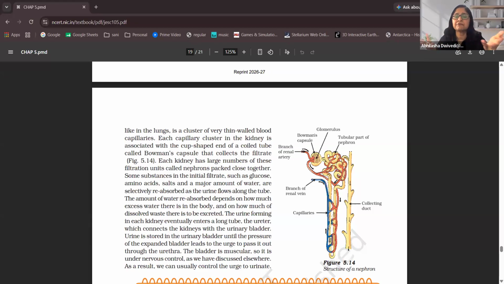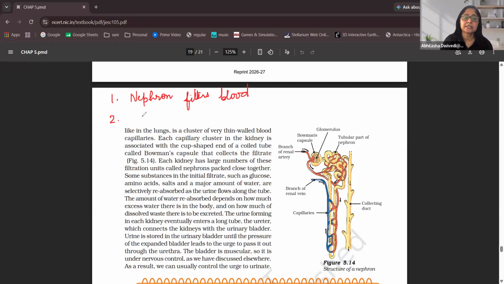So yeah, this is the nephron. Now, what is nephron? Nephron is a filter. First thing, what does it filter? It filters blood. It doesn't filter urine. Very important thing to understand: from blood, urine is formed.